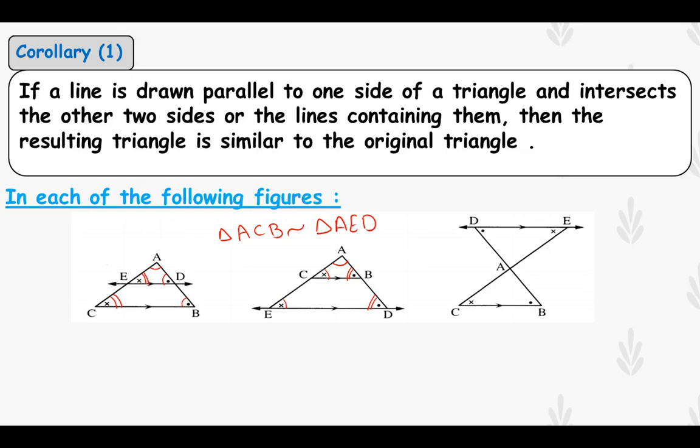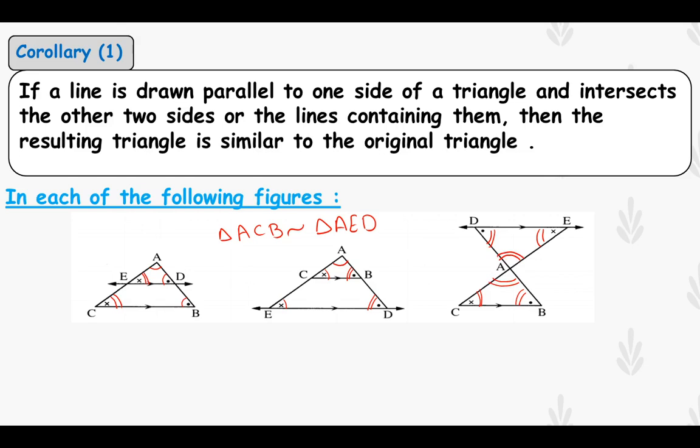Okay, here there is a little difference between the first two cases and the last one. Here measure of angle E will be equal to measure of angle C, alternate angles, and measure of angle D will be equal to measure of angle B, alternate angles, and measure of angle A equals measure of angle A in the other triangle, vertically opposite angles.